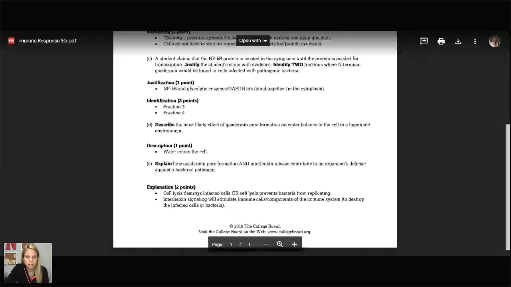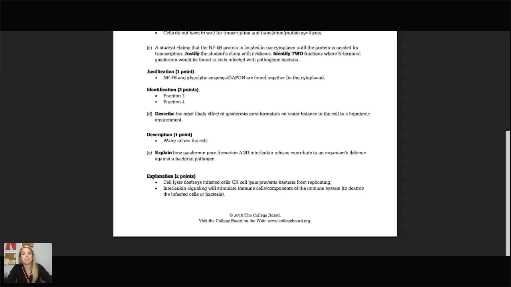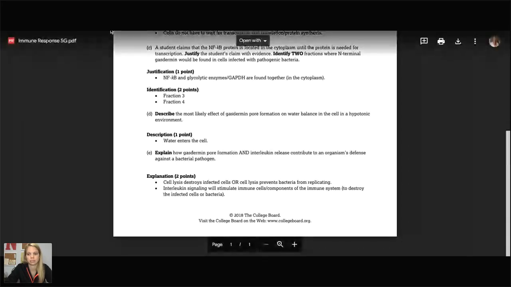Part D, describe the most likely effect of gasdermin pore formation on water balance in the cell of a hypotonic environment. So hypotonic, what does hypotonic mean? Low what? Less solute. So in the environment, that means less solute in the environment, okay? So if you've got less solute, that means the water's going to enter the cell, and it's going to go floosh, and it's going to flood it all in.